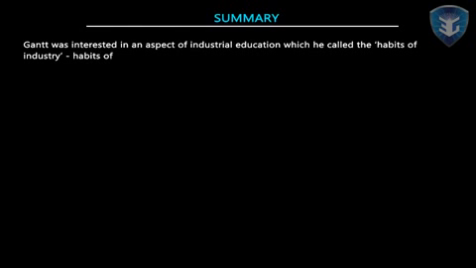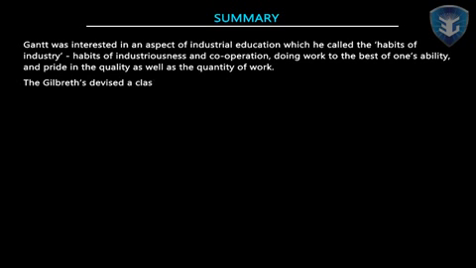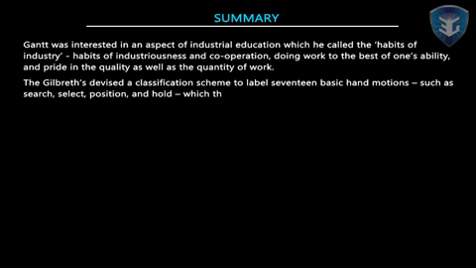Now in the end, let us summarize what we have learnt in this lecture. Gantt was interested in an aspect of industrial education which he called the habits of industry, habits of industriousness and cooperation, doing work to the best of one's ability and pride in the quality as well as the quantity of work. The Gilbreths devised a classification scheme to label 17 basic hand motions such as search, select, position and hold, which they used to study tasks in a number of industries.